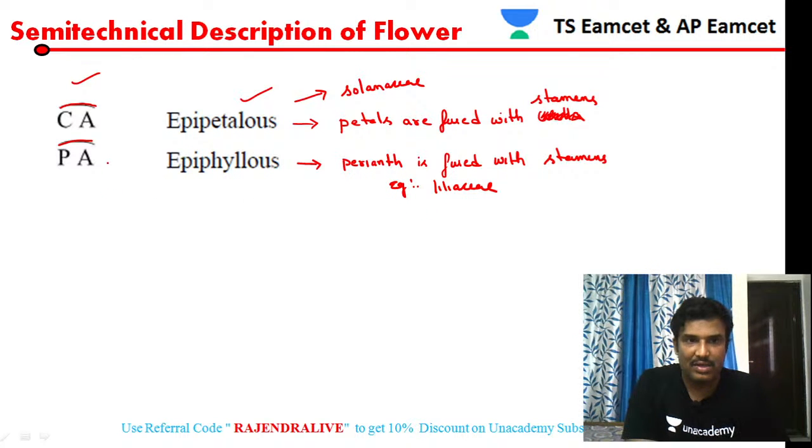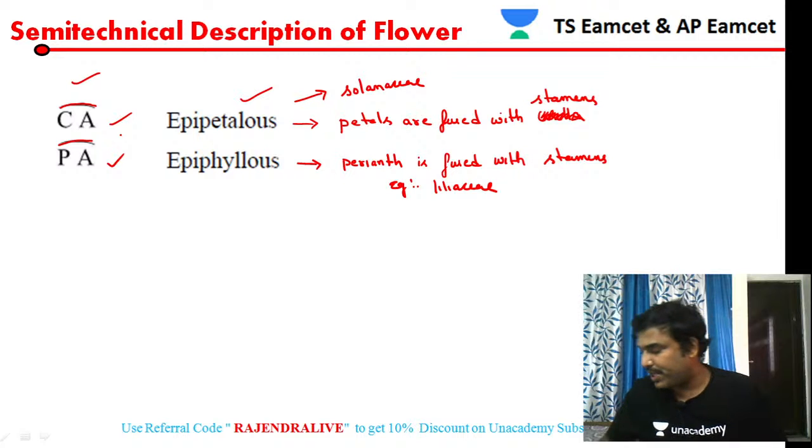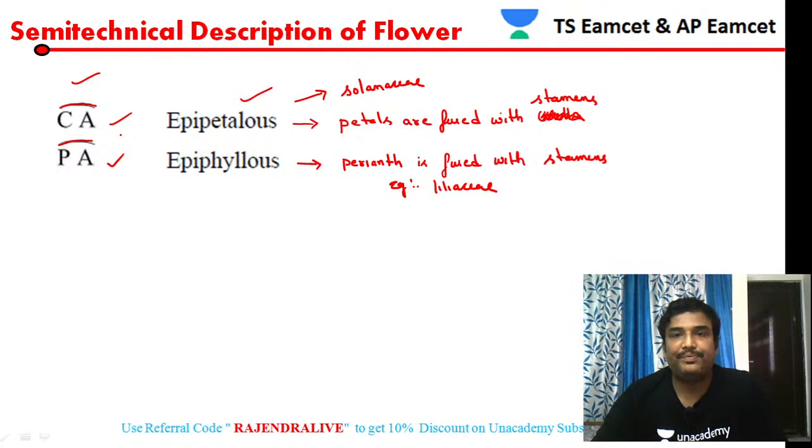These symbols are very important. There is a connection between C and A. The connection from C to A indicates that the petals of the corolla are fused with the stamens. Such a condition is called epipetalous. When the perianth is fused with the stamens, such a condition is called epiphyllous.